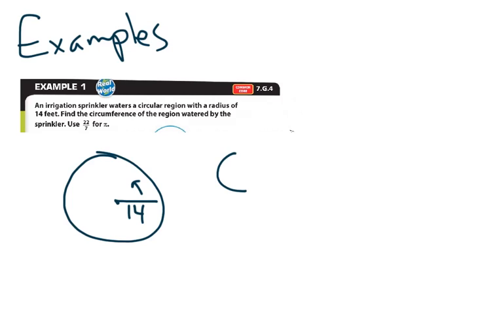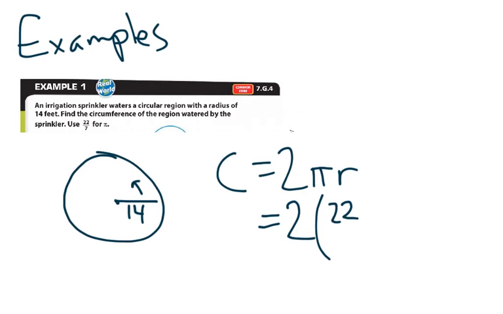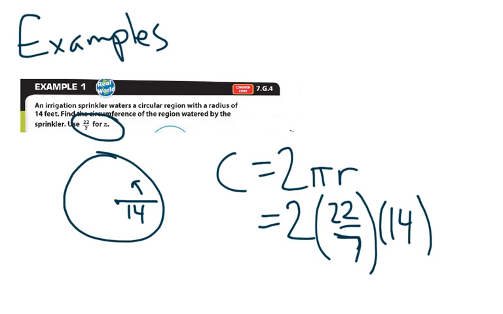So all we have to do is apply our formula. Circumference is equal to 2 pi r. And I'm going to use 2 pi r because I've been given the radius. And I'm going to plug in all that information. So the 2 stays as 2. Pi I'm going to substitute for 22/7 because that's what they said right there. And then I'm going to multiply that by my radius, which is 14.